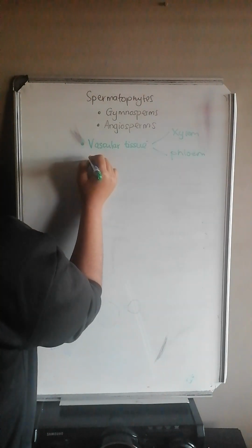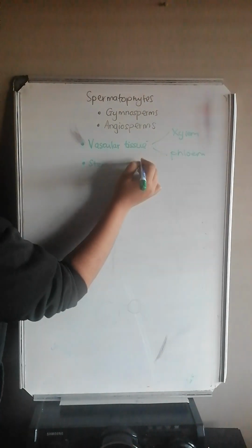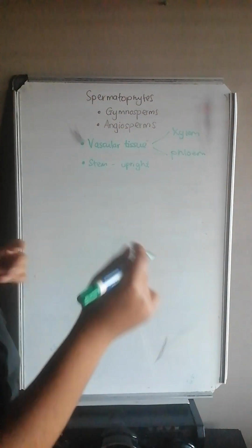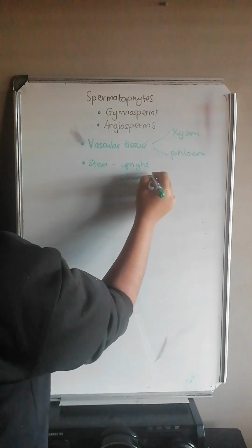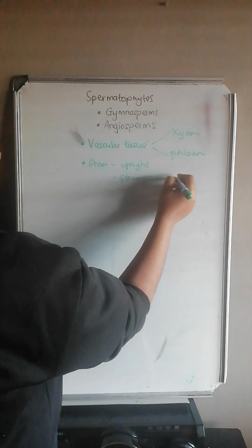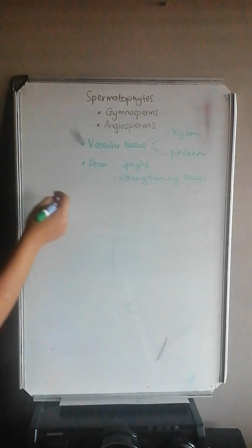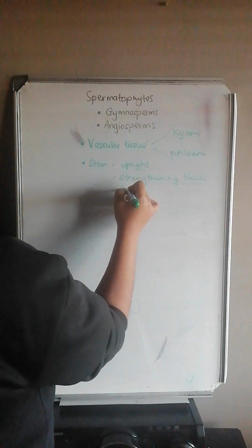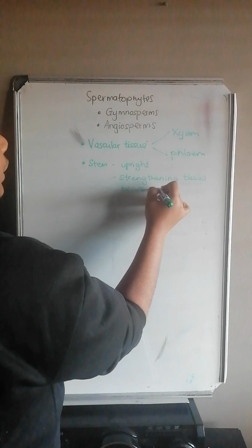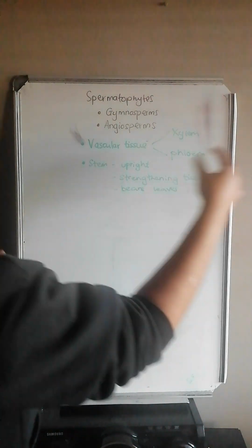Then we also know it has a stem. Now this stem is upright, first of all, very rigid like an oak tree. It has strengthening tissue in order to keep this plant upright. So it's upright, it has strengthening tissue. Right, the stem also bears the leaves, and I'm not going to write the full sentence, but it bears leaves.